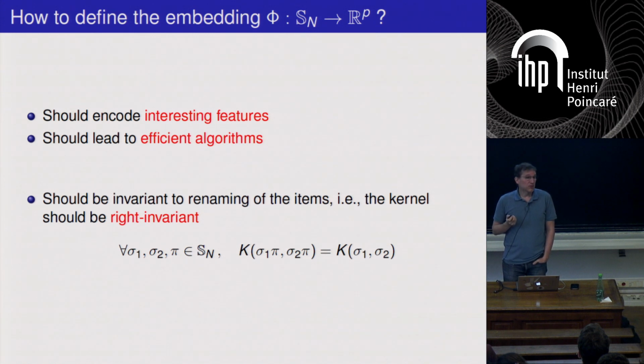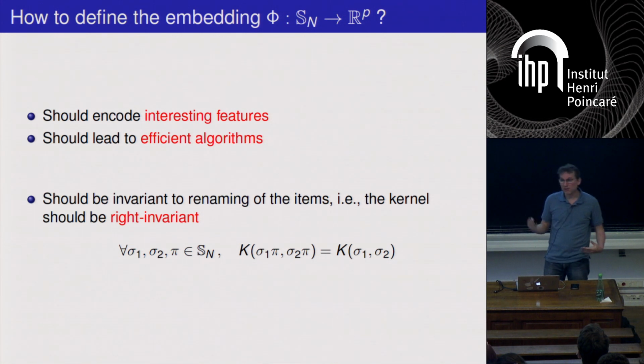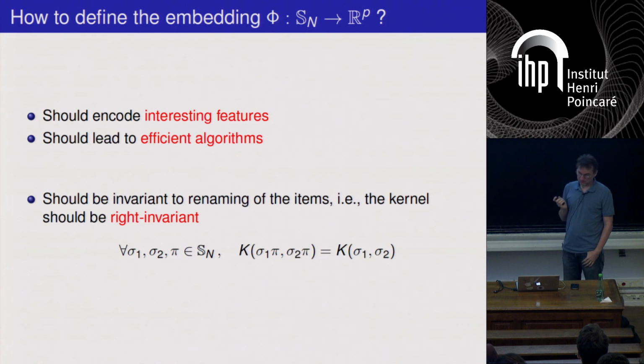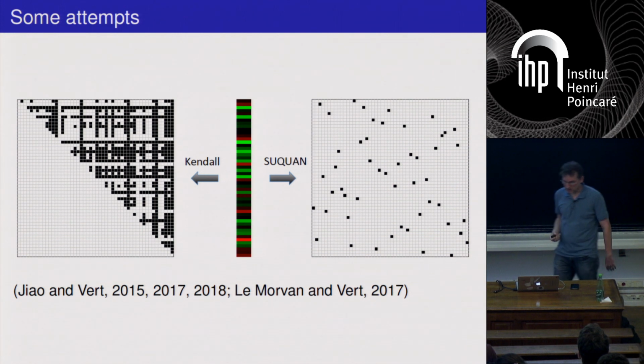Okay, so once we have said that, we will say let's look for mappings, phis, that embed permutations in a right invariant way, and then maybe we can do machine learning that will be, by construction, invariant to some arbitrary numbering of the pixels in the feature space.